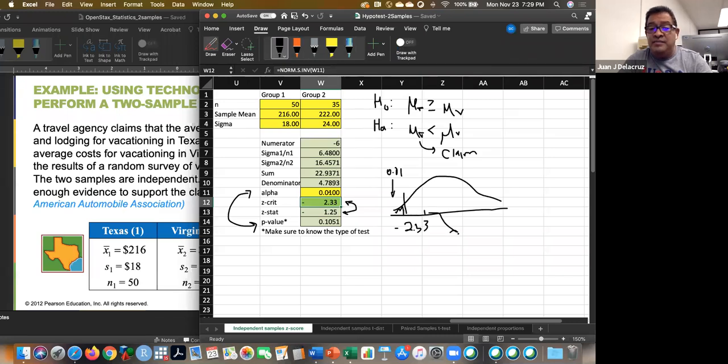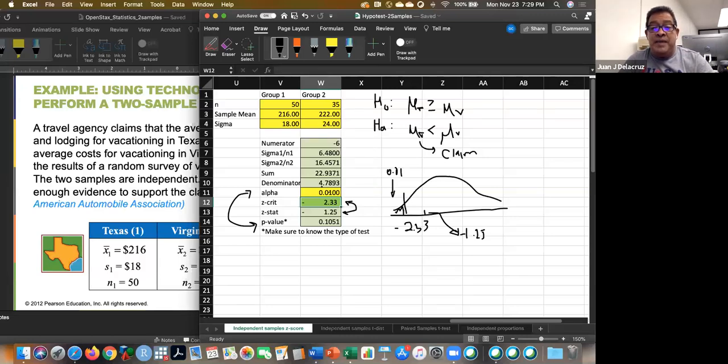And my Z stat, the number that I computed here, is going to be 1.25 negative, right? So I can see that it doesn't fall in the rejection region. So it's outside of the rejection region. I'm going to fail to reject.